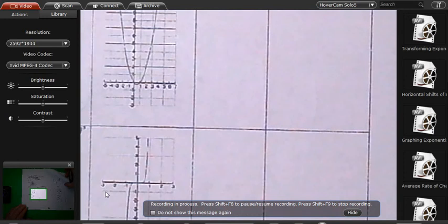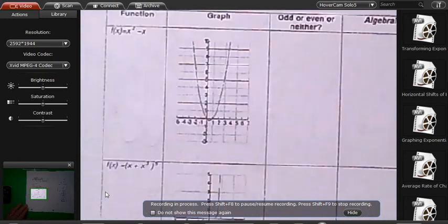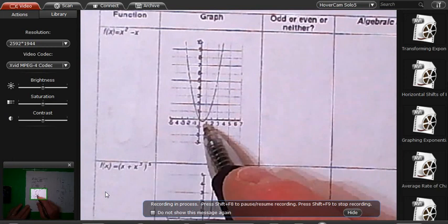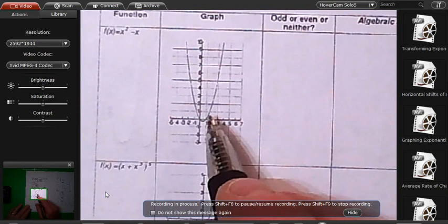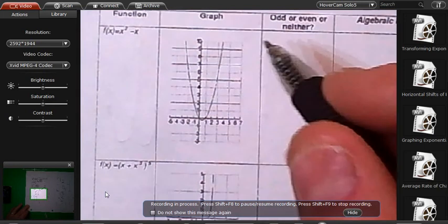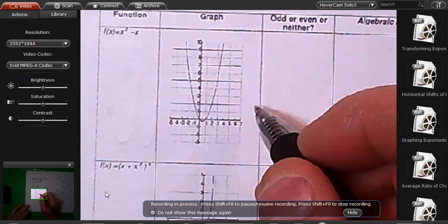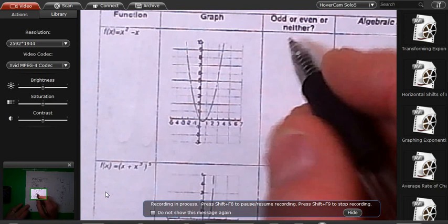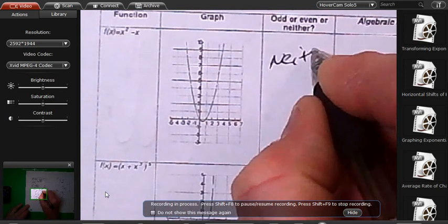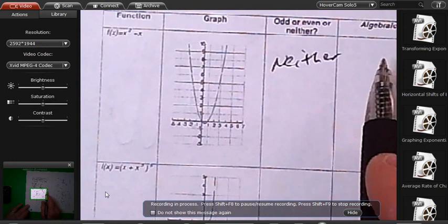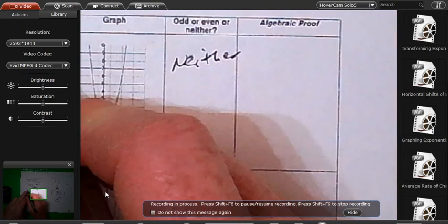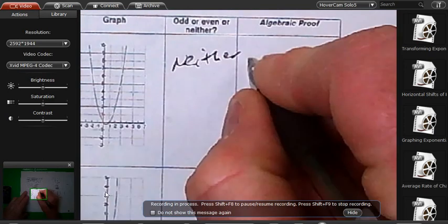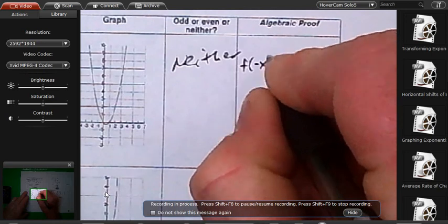Now tell me, from that graph, is this even, odd, or neither? It is neither. The reason that it is neither is because the y-axis does not cut it in half, because it's shifted over a little bit. So it is definitely going to be neither, but we have to prove that. Here's how we're going to prove it over here where it says algebraic proof. Instead of plugging in x like the original function had, we're going to plug in f of negative x. So everywhere there's an x, you're going to plug in a negative x.